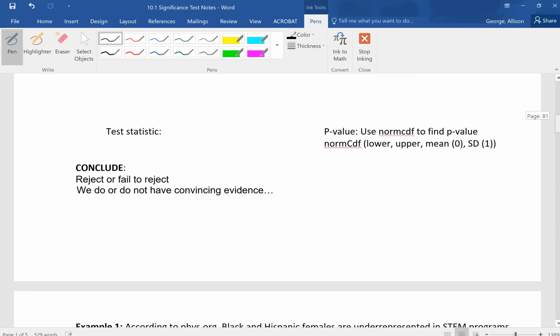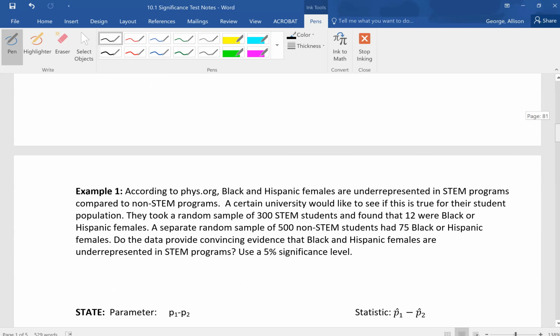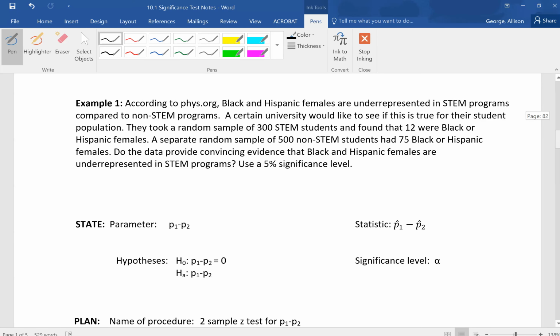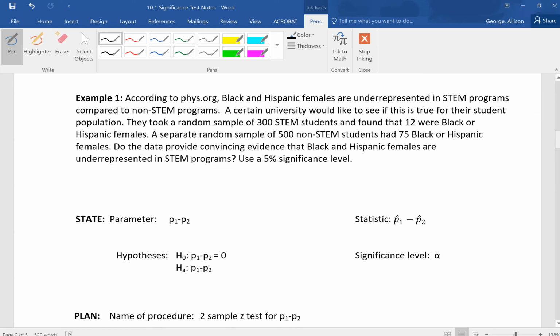Alright, so let's look at this first one and we'll just work our way through it. According to phys.org, Black and Hispanic females are underrepresented in STEM programs compared to non-STEM programs. A certain university would like to see if this is true for their student population.